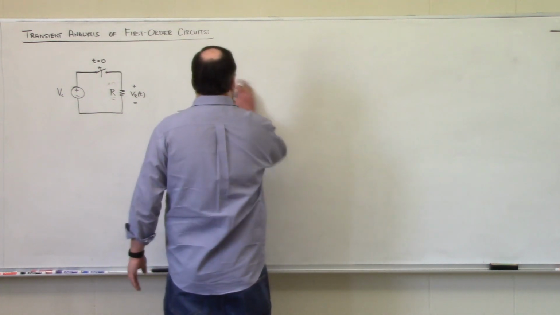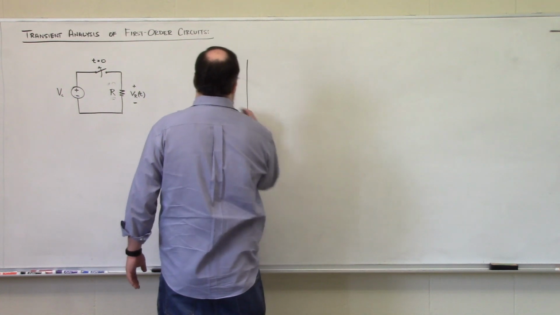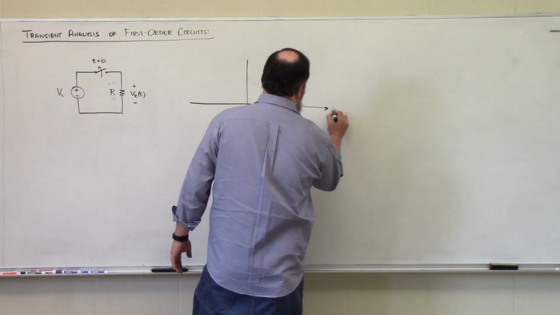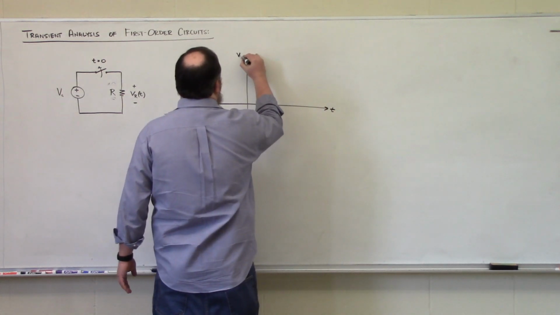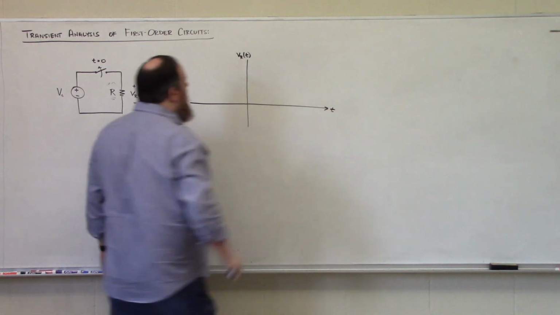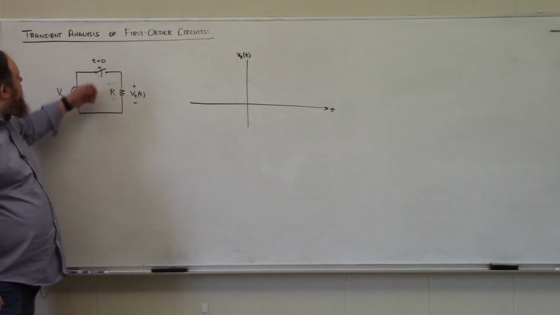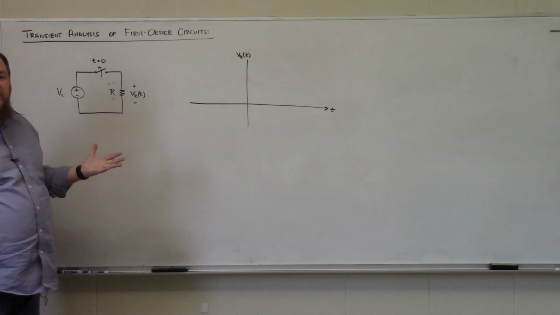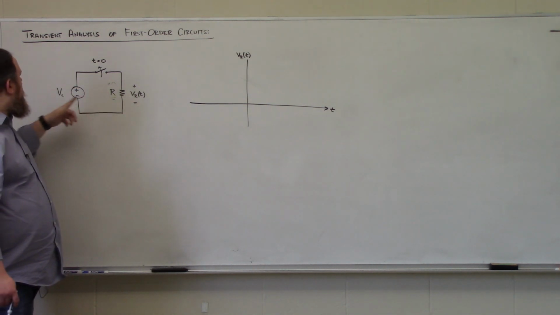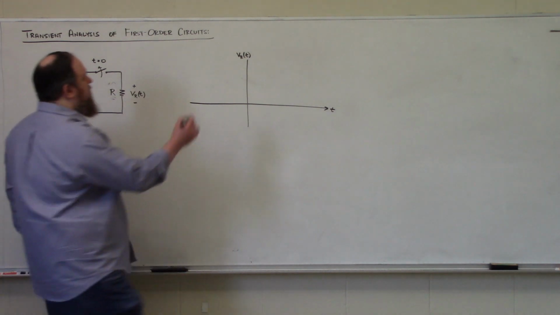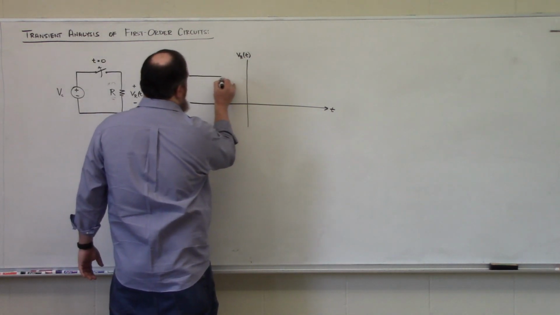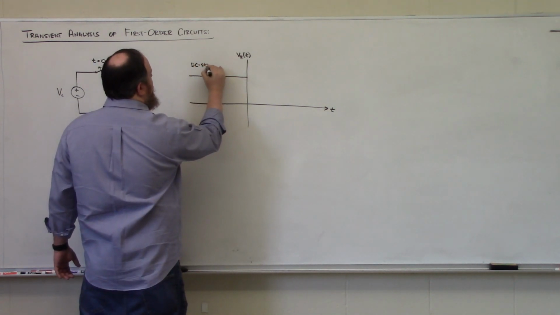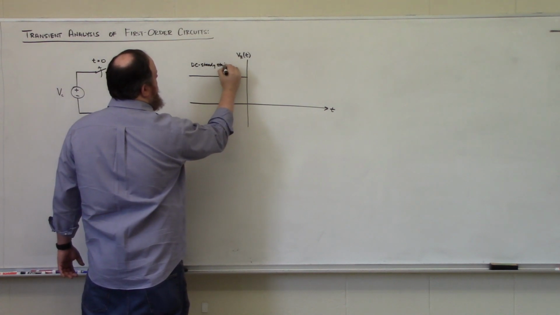So if we plotted the voltage drop over the resistor as a function of time, it should be fairly easy to see that for all time less than 0, when this switch was closed, so we can treat it like a short circuit, the voltage drop over our resistor was Vs. So we have a constant value. Right? This is what's known as a DC steady state condition.